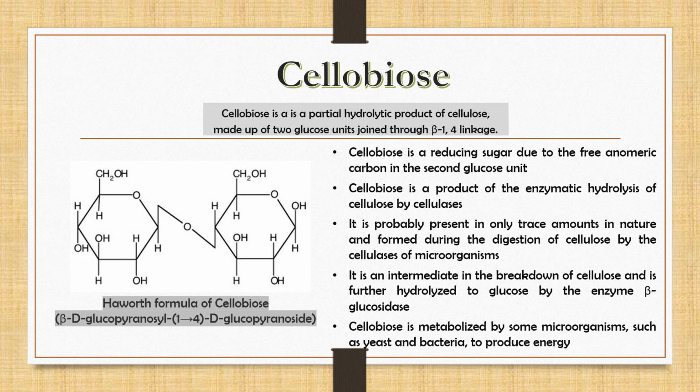Cellobiose is a partial hydrolytic product of cellulose. It's made up of two glucose units joined by a beta-1,4 linkage. This is the anomeric carbon 1 in a beta position linked to carbon 4 of another, leaving a free anomeric carbon, which makes it a reducing sugar. Cellulose is metabolized by some microorganisms such as yeast and bacteria to produce energy.